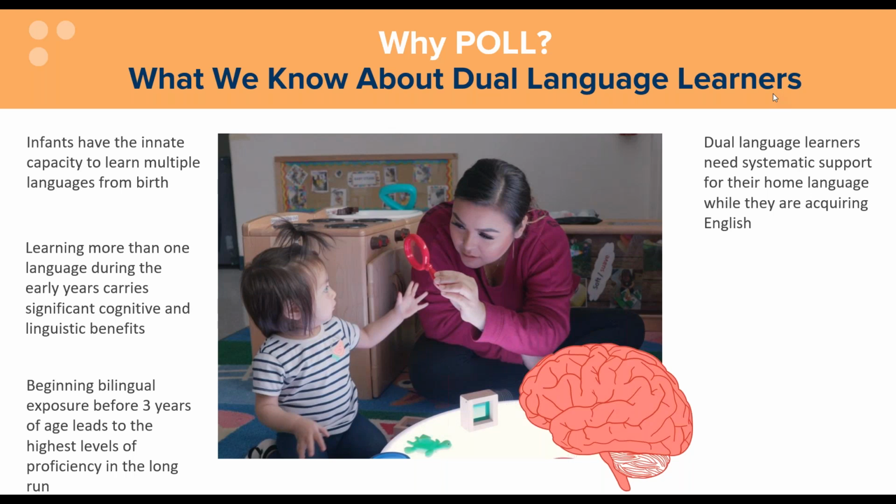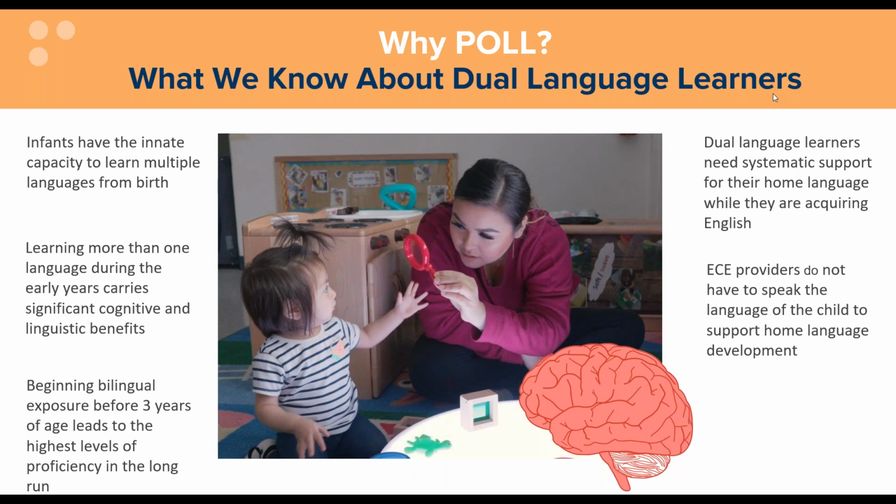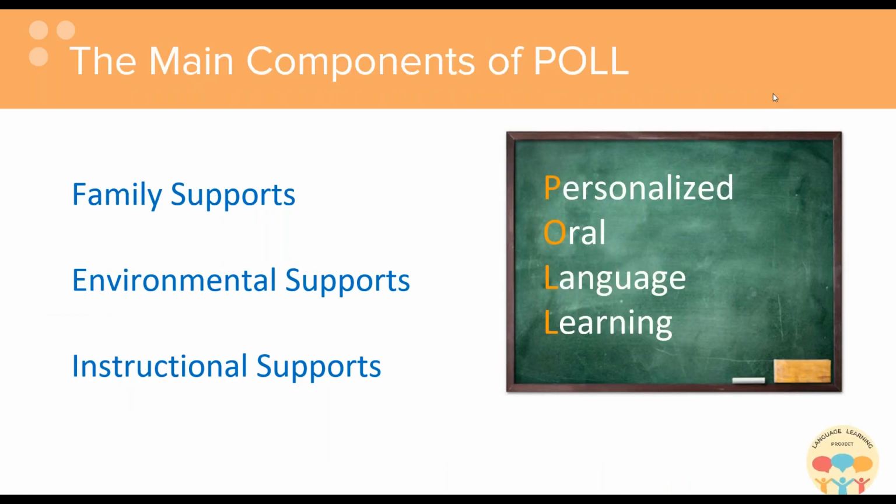And we know that early childhood education providers do not have to speak the language of the child in order to support home language development and support maintaining home language. And even more importantly, we know that families are our most important partners in supporting those early language experiences. And so this research, this knowledge about dual language learners and about young children, is the base for personalized oral language learning. And Pole provides that systematic support that dual language learners need. So we're going to get into specifically what is this Pole that you're talking about, right?